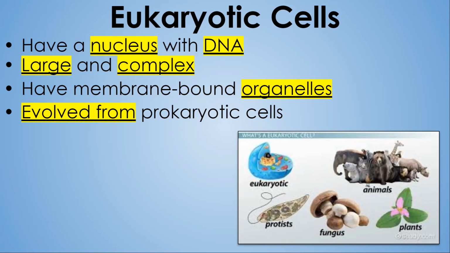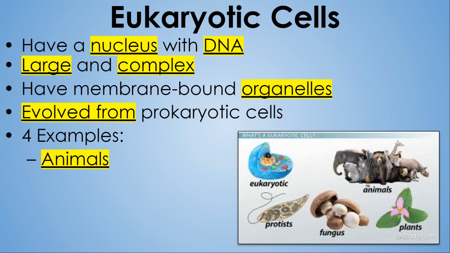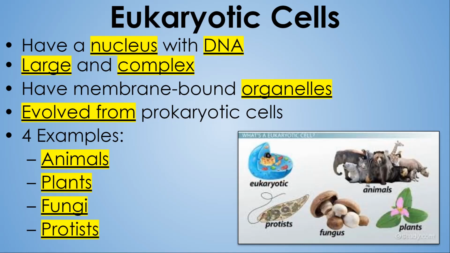And they evolved from prokaryotic cells, and that's one reason why they are more complex than prokaryotic cells. And we'll talk about how they evolved from prokaryotic cells a little bit later on in the year. And examples of those are animal cells, plant cells, fungi cells, and protists. So all of those kingdoms, the animal kingdom, plant kingdom, fungi kingdom, and protist kingdom, those all are made up of organisms that have eukaryotic cells.